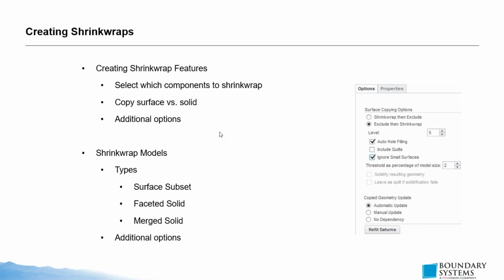I'll get into a couple more options when I actually demonstrate, but most of the time, the default that Creo will use, it'll kind of pick up all the surfaces on your model by default, and this process will be fairly easy. Creating Shrinkwrap models is also pretty easy and straightforward. Instead of just clicking a button in the ribbon to create a feature, you're just going to use File, Save As.